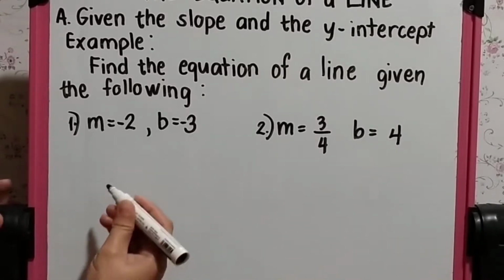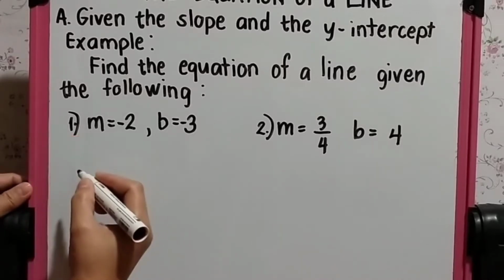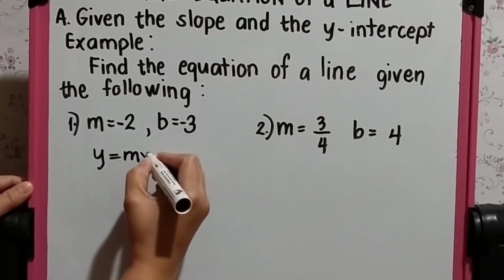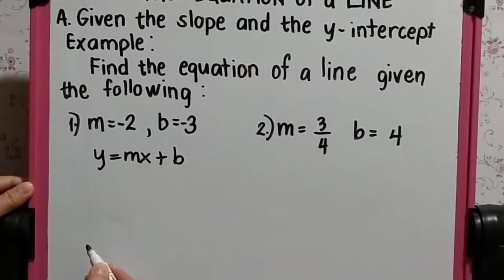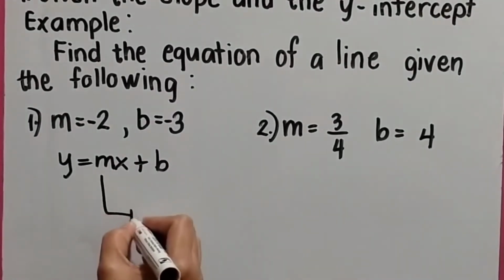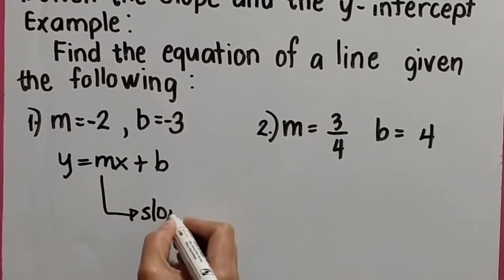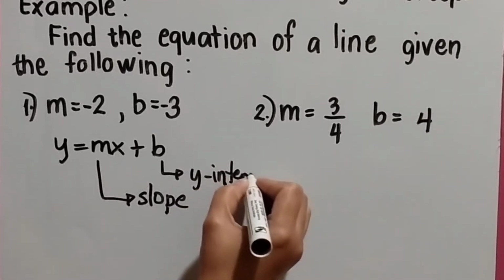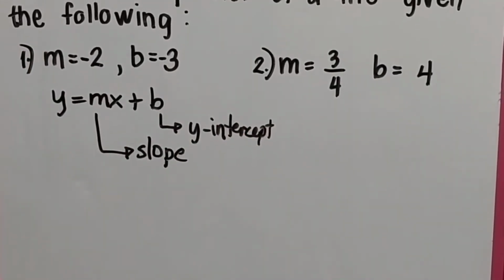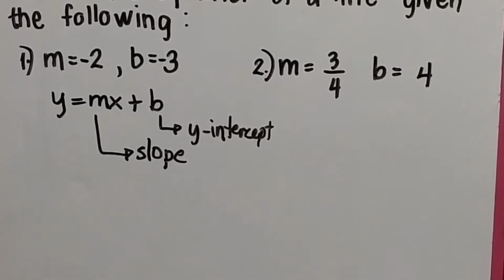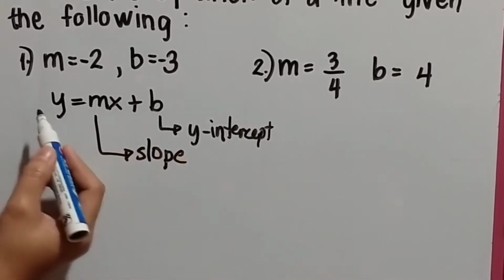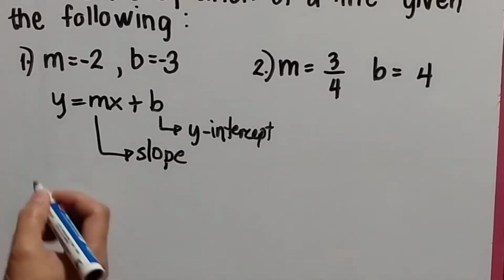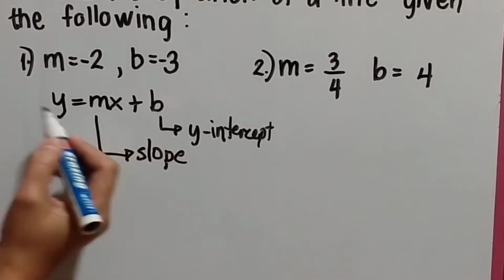So, kung naaalala nyo pa, we have what we call the slope-intercept form of a line. And that is y equals mx plus b. Remember that m here is our slope and b is the y-intercept. So, this one is very easy. Sobrang dali niya. Bakit? Kasi given na yung slope sa y-intercept eh. And if you know this form of a line, the slope-intercept form of a line, all you have to do is to substitute m and b to this form.